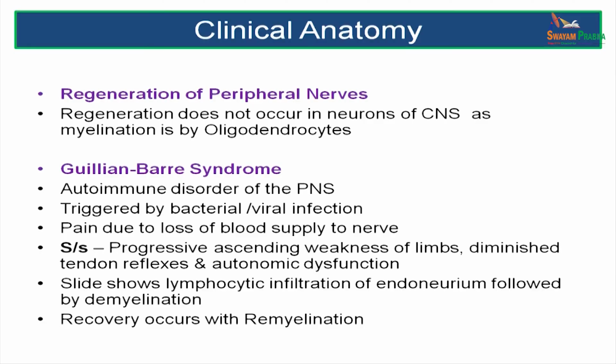There is a syndrome called GB syndrome, also called Guillain-Barré syndrome, which affects the peripheral nervous system. It is an autoimmune disorder and it usually follows some type of bacterial or viral infection. There is pain because of loss of blood supply to the nerve, and there is progressive ascending weakness of the lower limbs followed by upper portions of the body, diminished tendon reflexes and autonomic dysfunction. There is infiltration of the endoneurium and demyelination. This is then followed by recovery and remyelination.